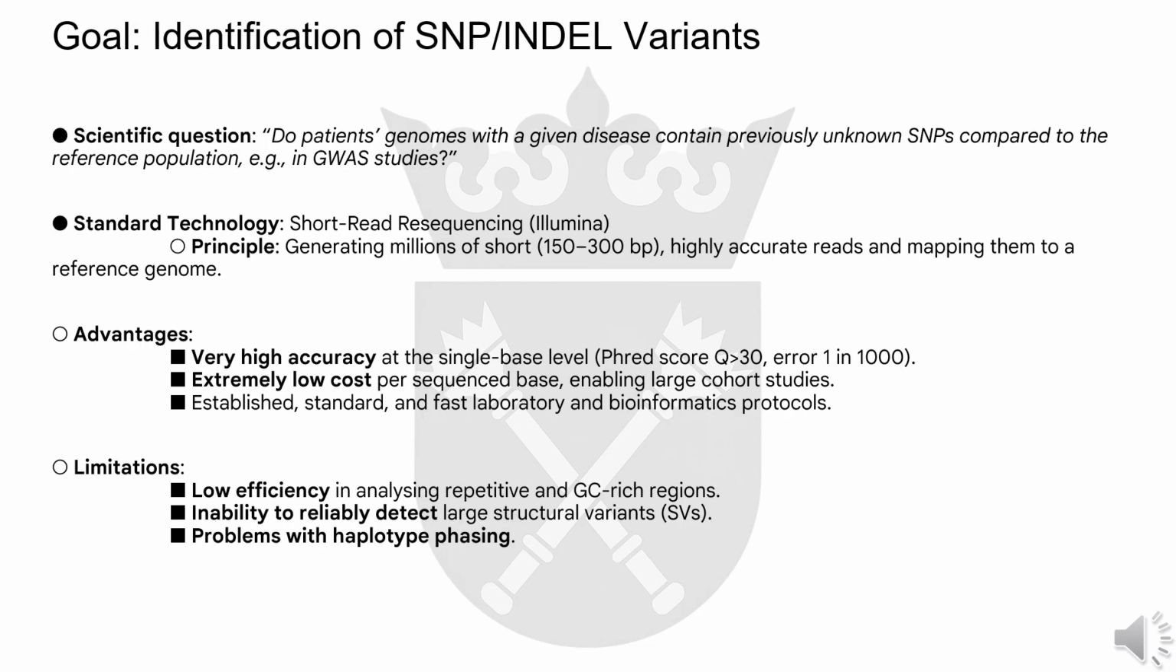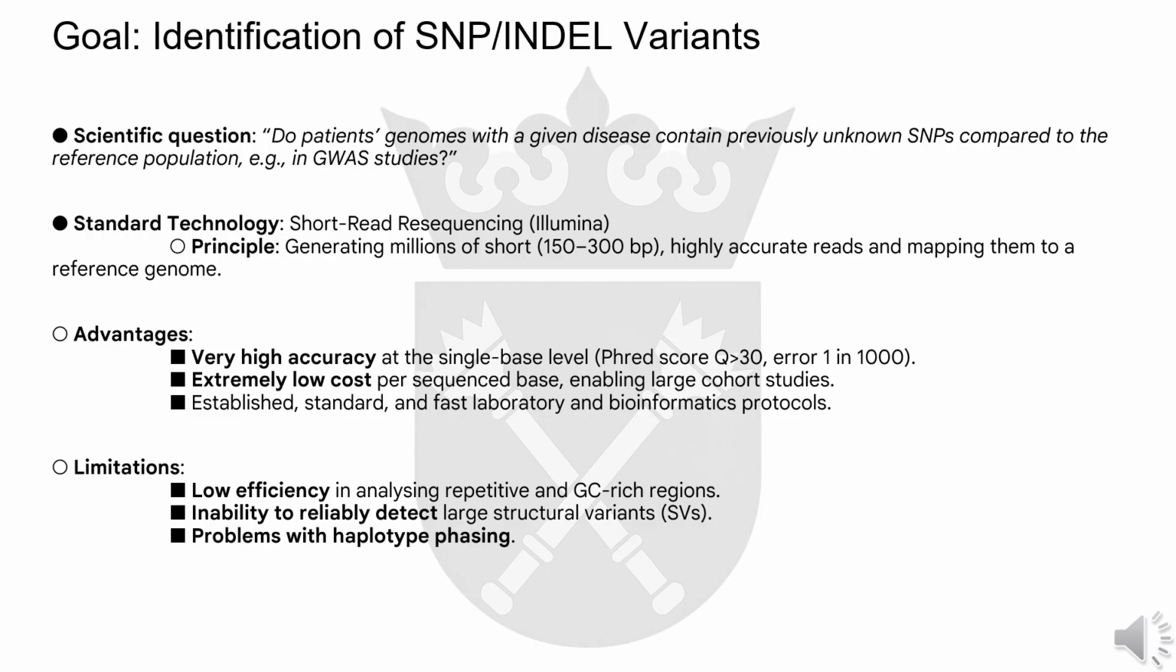This is a scenario we know very well, and one that works perfectly. If we want to compare a group of patients with controls and find new SNP variants or small insertions and deletions, Illumina is still a gold standard. That's because it provides very high accuracy at the single base level, which is essential when analyzing point mutations.